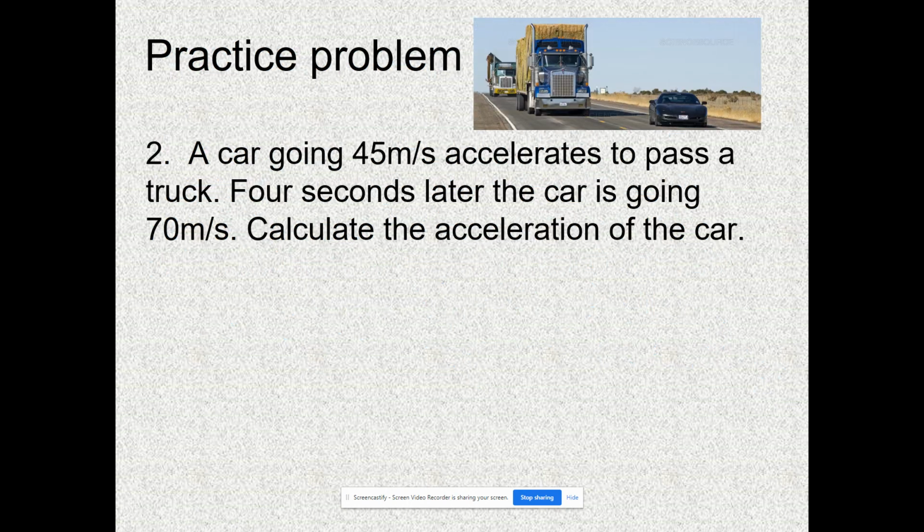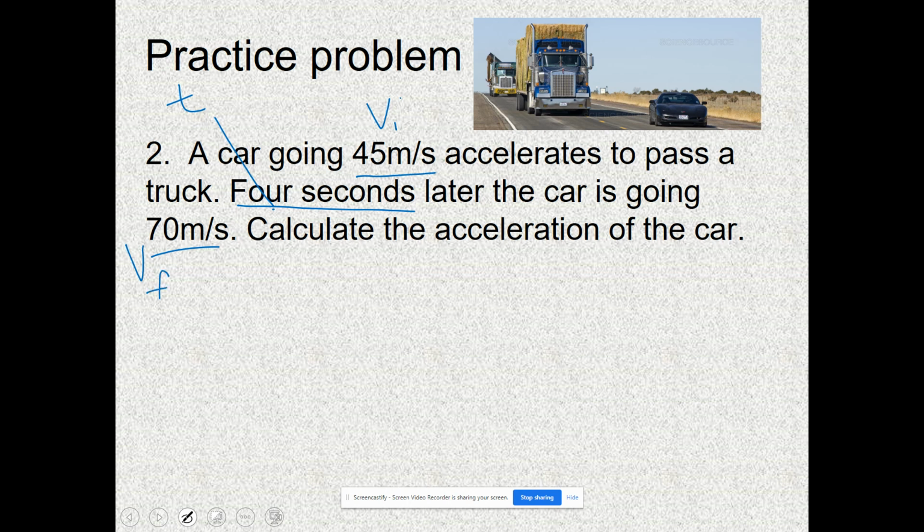Okay, a car is going 45 meters per second. What is 45 meters per second? That looks like it's a velocity. And it accelerates to pass a truck. 4 seconds later, that is my time. Okay, 4 seconds. The car is going 70 meters per second. Okay, calculate the acceleration of the car. So this is also a V. So it looks like this is the initial velocity, okay? And this is the final velocity right there.